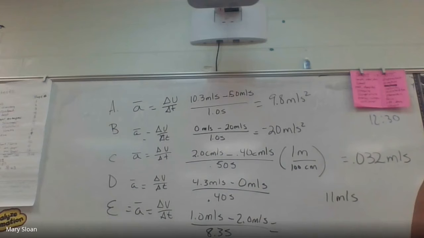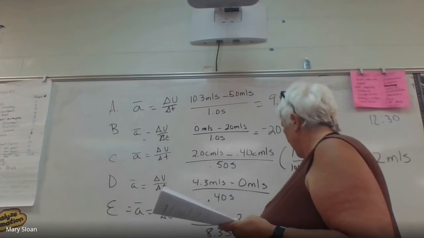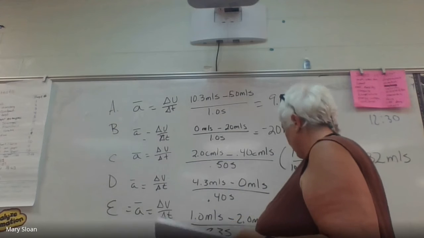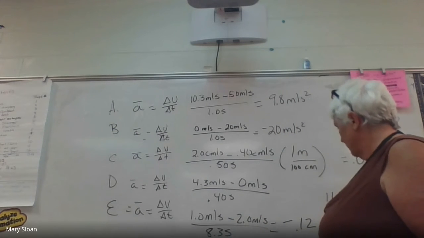Kristen's going to finish it. It's okay. What'd you get? Oh, that's a lot of decimals. Yes, it is. But what's the first two numbers? 0.12. Okay, so it's negative 0.12, correct? Meters per second.